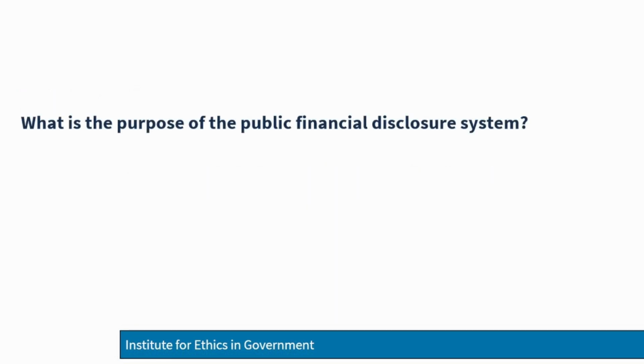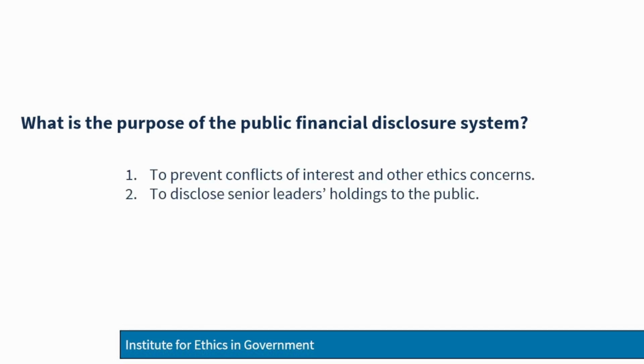So what is the purpose of the Public Financial Disclosure System? The system was first created by the Ethics in Government Act of 1978 in the wake of a number of scandals during the 1970s. It had then, and has now, two primary purposes. Number one, to allow agencies to help senior employees avoid conflicts of interest. And number two, to provide the public with a view into the financial holdings of their most senior government leaders.